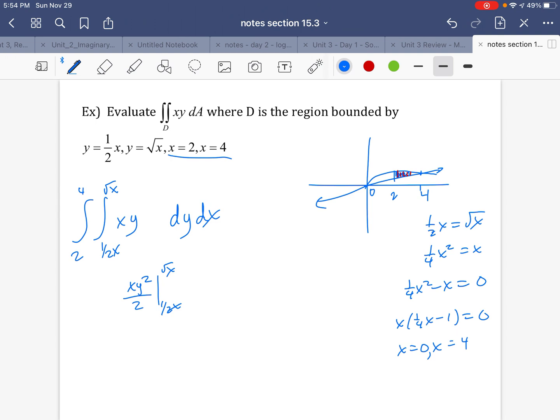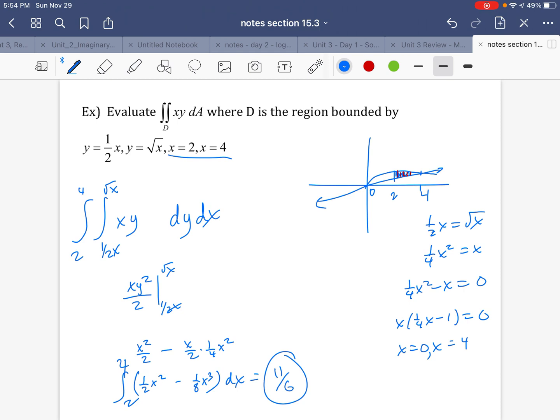So I plug in radical x, I get x times x up top, so it'd be x squared over 2. Minus, when I plug in 1/2 x, I will get x over 2 times y squared. I'm plugging in 1/2 x, so I get 1/4 x squared. So basically I'm integrating 1/2 x squared minus 1/8 x to the third. This is just a polynomial, 2 to 4, and dx. So we can go ahead and put that in our calculator. We get 11 over 6.